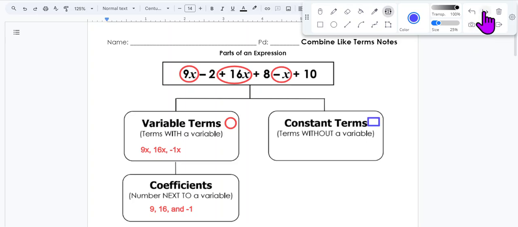My constant terms are terms without a variable, so I'm going to circle those in a little rectangle. I see I have negative 2, a positive 8, and a plus 10. So those are my constant terms: negative 2, a positive 8, and a positive 10. Remember, the sign in front of a term stays with that term. So when they ask how many terms there are, you have to know that the sign in front stays with it. That's telling you what the term is, whether it's positive or negative.